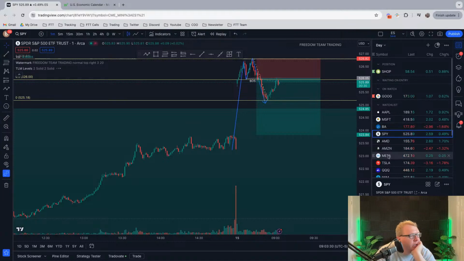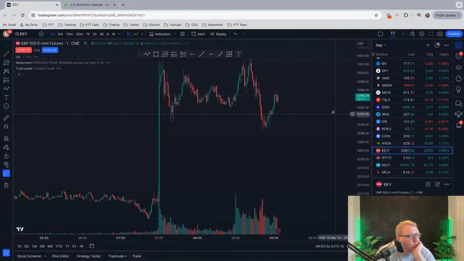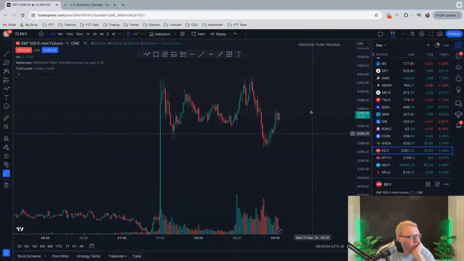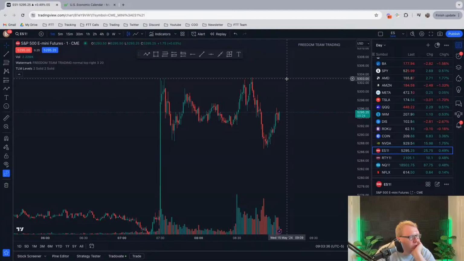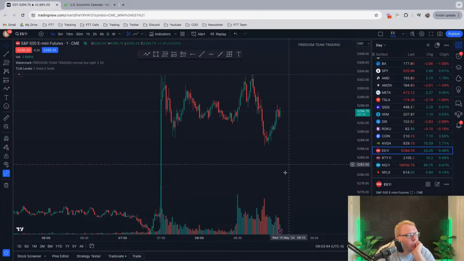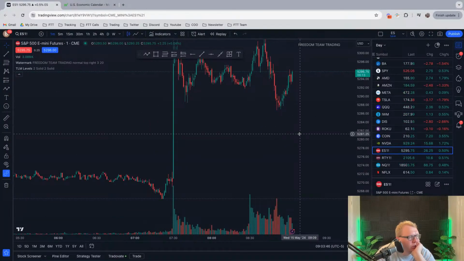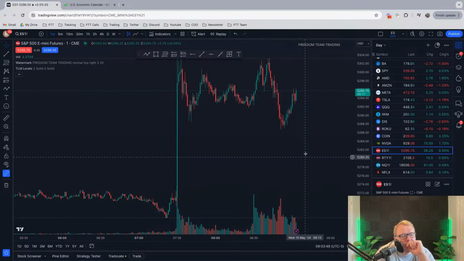We could try on like ES. What would that ES trade be? See how we kind of just have like equal highs there, though. To me, I think price wants to at least sweep it one more time. I would be hesitant with SPY shorts personally.